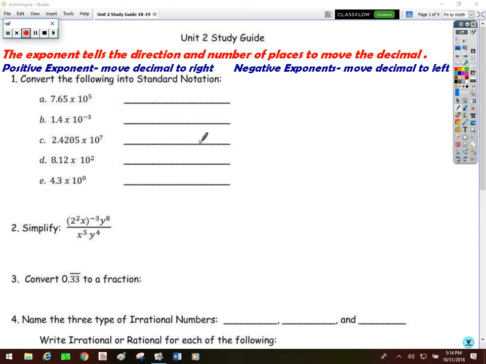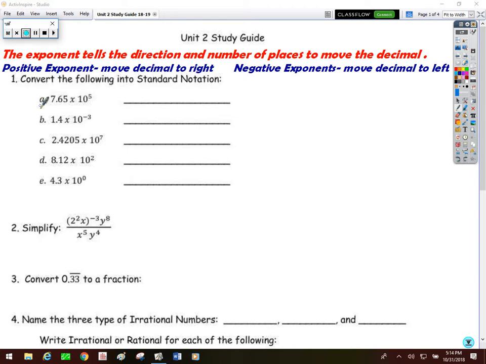All right, so first problem, we want to convert these numbers into standard notation. We're going to convert from scientific notation to standard notation. Remember we talked about looking at our exponent. Our exponent tells us two things: the direction we're going to move our decimal and the number of places we need to move it. If it's a positive exponent, we take the decimal wherever it's at and move it to the right that many places. If it's a negative exponent, we move our decimal to the left that many places.